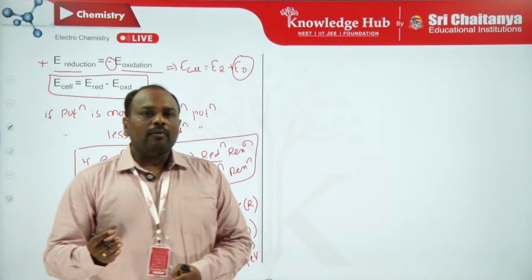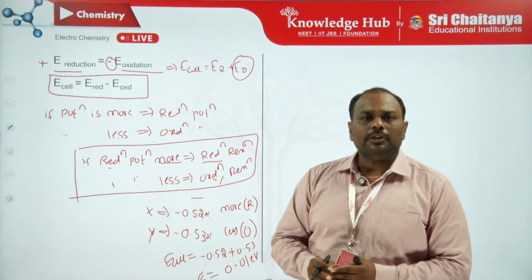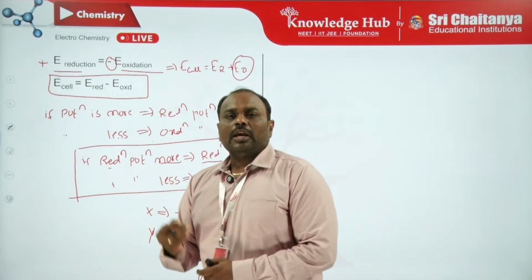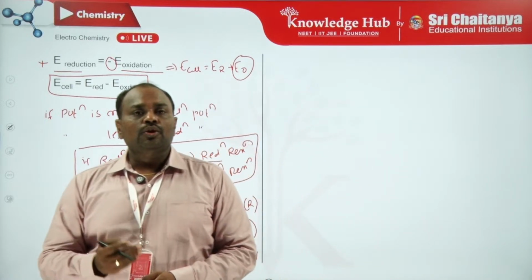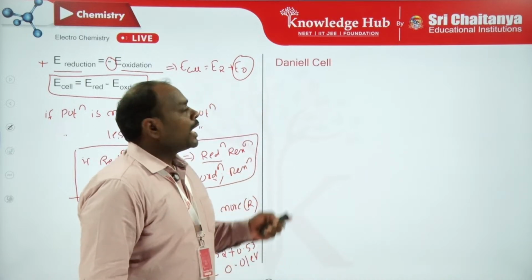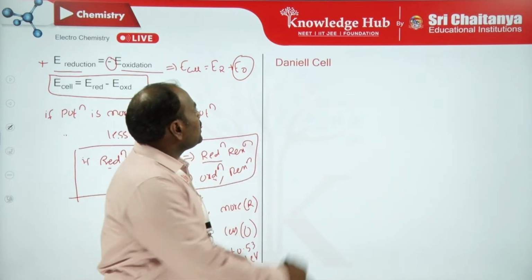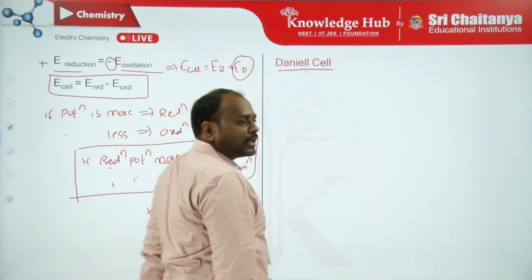Suppose sometimes we don't have a salt bridge. Suppose there is no availability of a salt bridge. In that condition, instead of a salt bridge we can use a porous membrane or semi-permeable membrane. If a semi-permeable membrane is used in a galvanic cell, that is known as a Daniell cell.